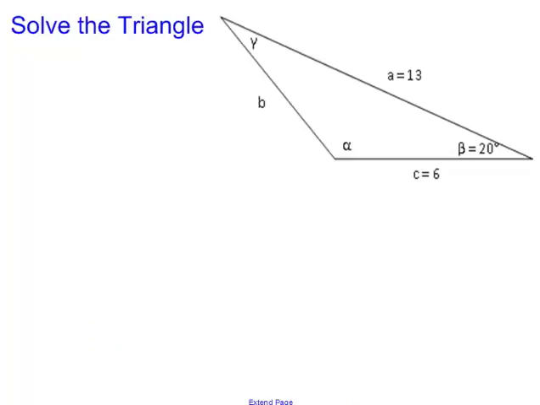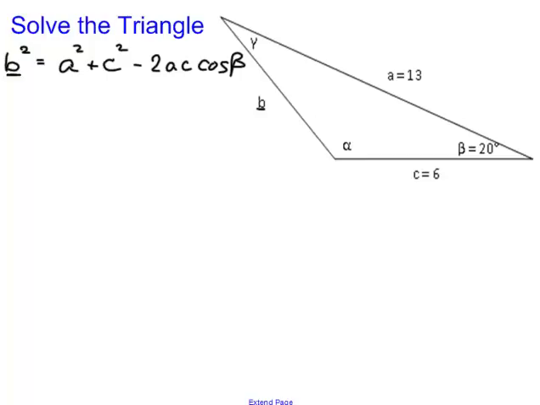We have a non-right triangle. We're given that side A is 13, side C is 6, and angle beta is 20 degrees. Now, if I wanted to set that up to solve the triangle, let's solve for side B first. So we could say then that b squared equals a squared plus c squared. That's the Pythagorean theorem part of this, minus 2ac times the cosine of beta.